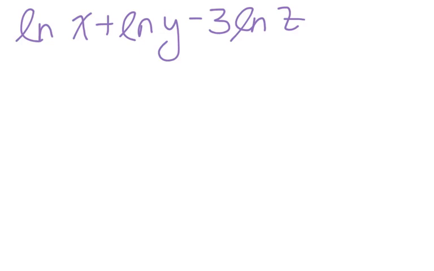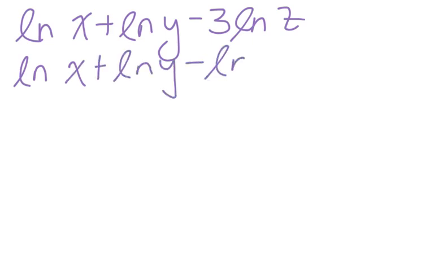So first thing I need to do, because I can't do anything as long as I have that coefficient, that 3 has to kick over into the exponent. So we'll have natural log of x plus the natural log of y minus the natural log of z to the third. Now I'm going to work from left to right.